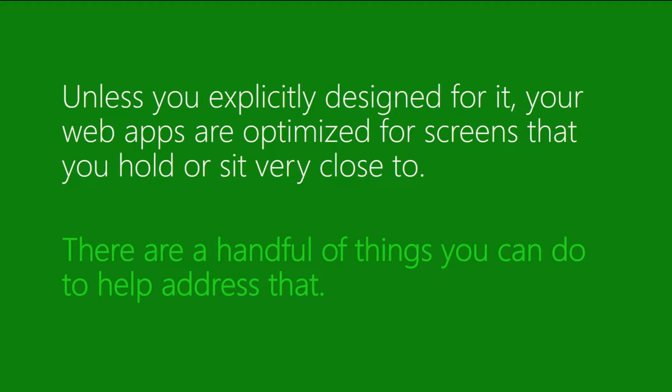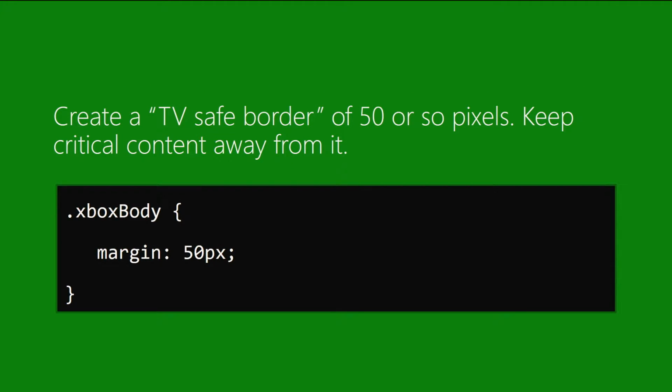And we'll talk about what some of those major points are. So first of all, the first thing is this. In general, you don't want to keep important content at the edges of your television. So one of the things we give you as guidelines is you want to create a TV-safe border. The amount of pixels for it can vary, but I like to give it a value of around 50 pixels. And one way you can do that is by just setting the margin on the root container or even your body element to 50 pixels.